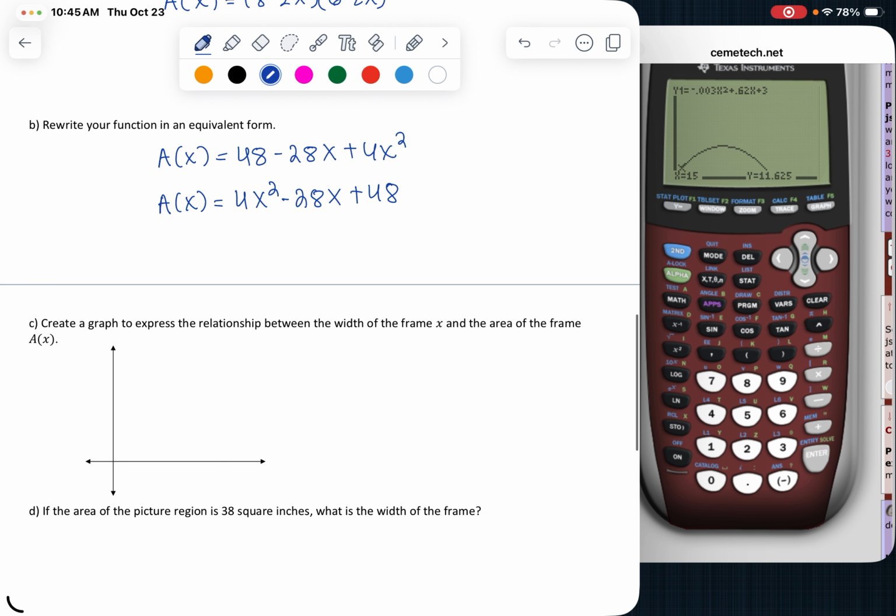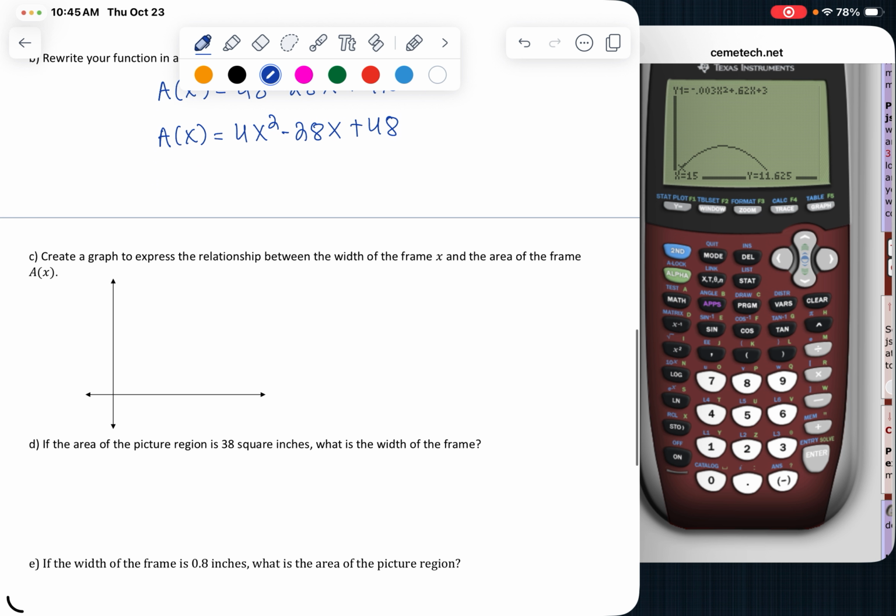Now it says create a graph to represent the relationship between the width of the frame and the area. So now we're going to draw what that looks like, okay? So we have frame width, and area.